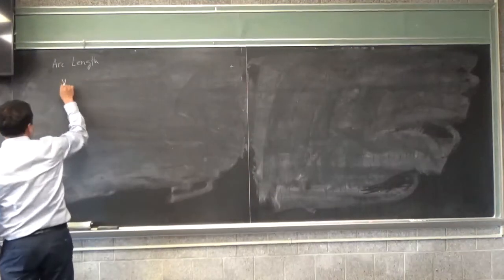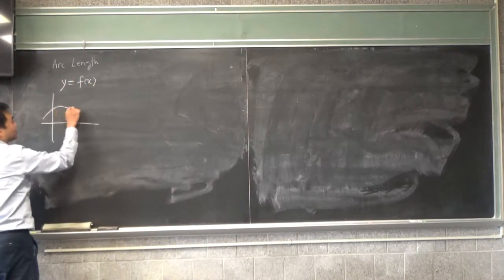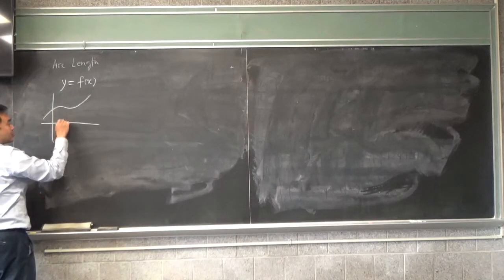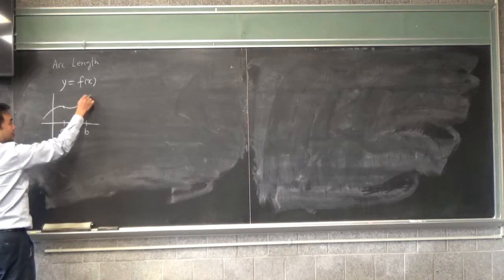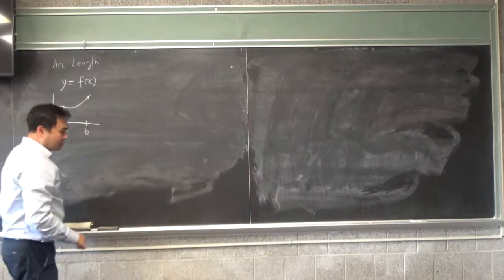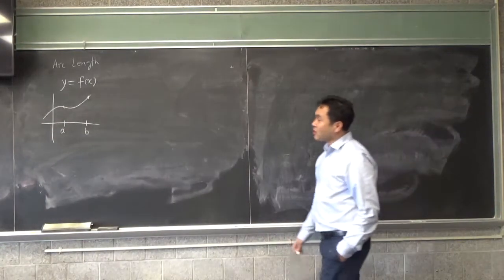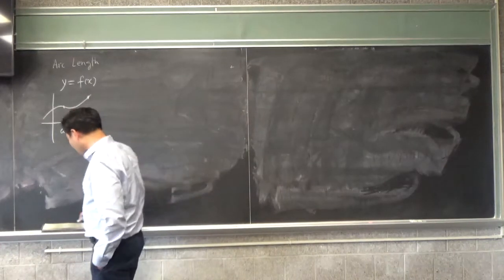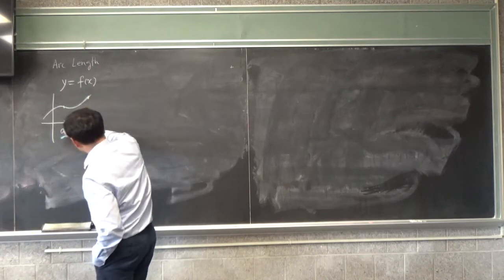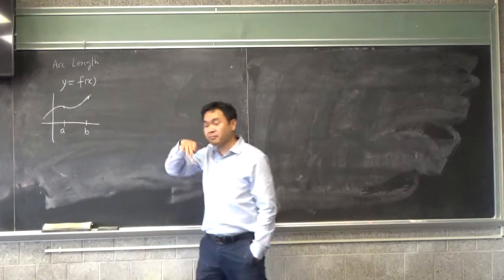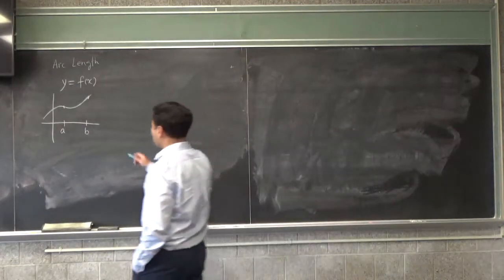Suppose we have y equals f of x, some function, and we're also given an interval a to b. So far, we've been talking about areas and volumes. This time, we're not going to be talking about areas, but rather the length between these two points. How do you find that curve length? That's the question. How do you find this length?